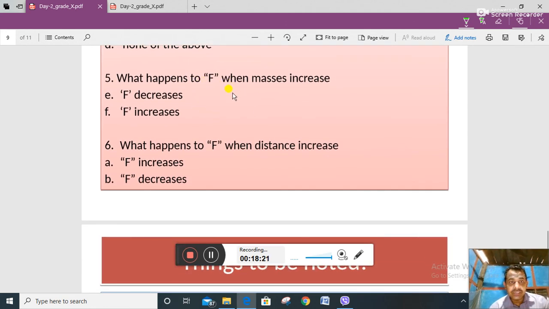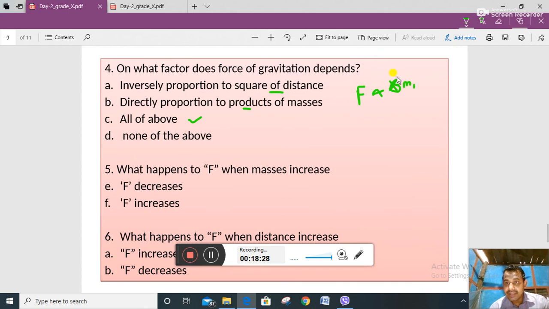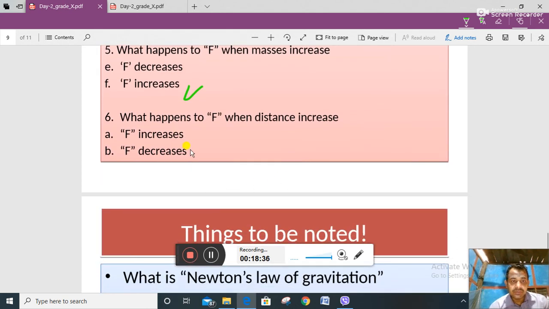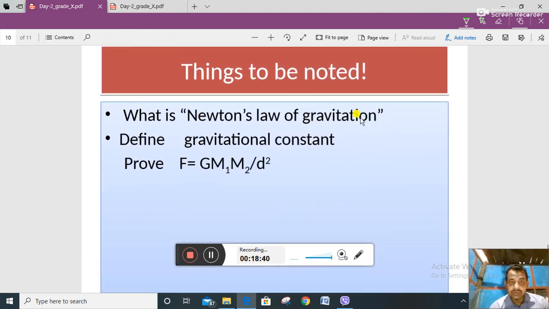What happens to F when mass increases? If this mass increases, the force also increases. This is the answer. What happens when distance increases? The force decreases. Overall, I think you have done the overall lecture on this topic.